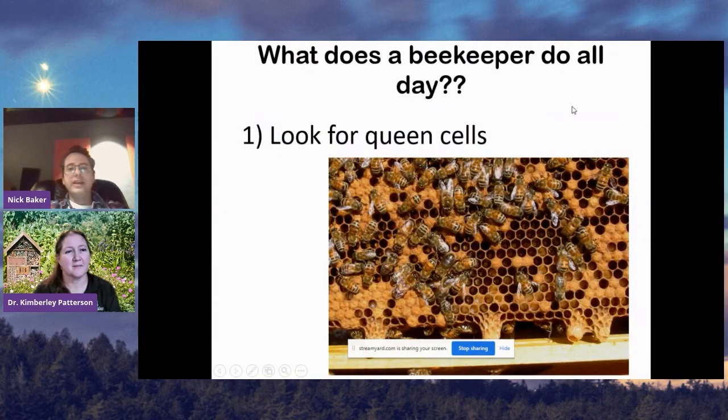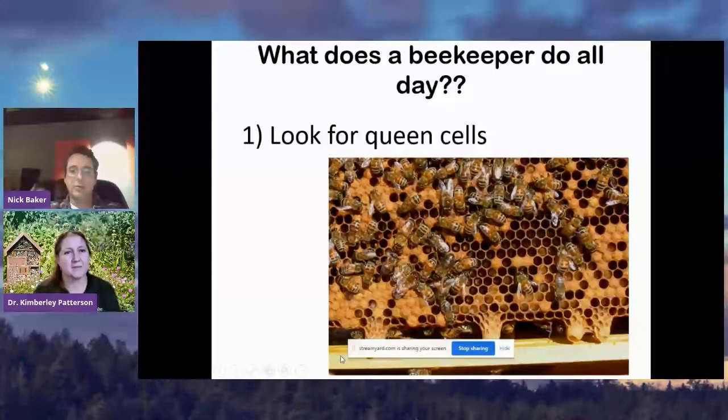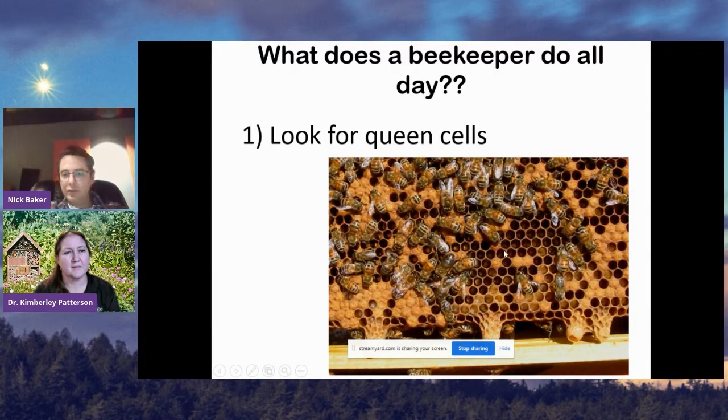So what do we do all day as a beekeeper? Well, one thing, you can see these queen cells down here. If you'll notice, these queen cells grow quite differently than a regular larvae cell. They grow much larger because, again, the queen is much bigger. And if you look very closely, you can see eggs that have been laid in each one of these open combs here that look like little pieces of rice.